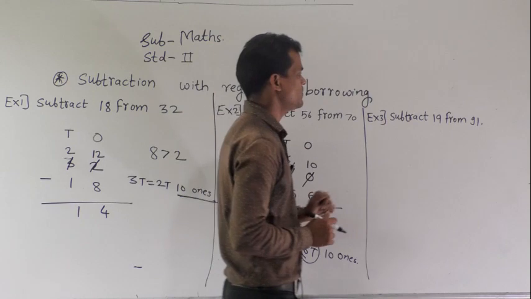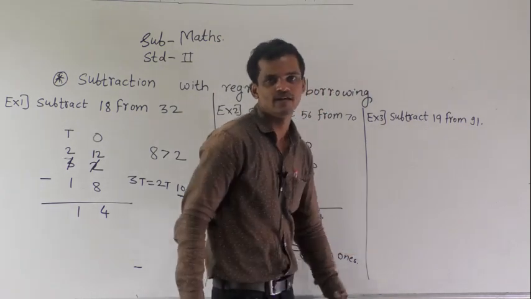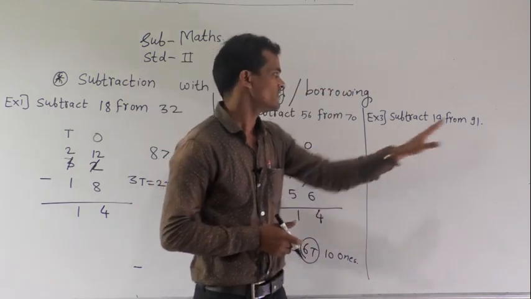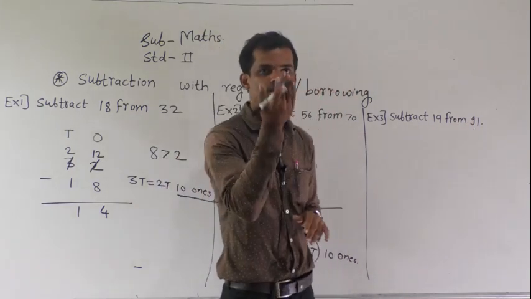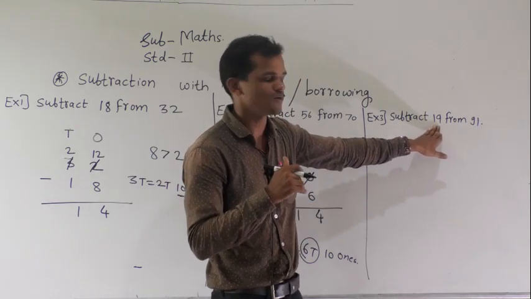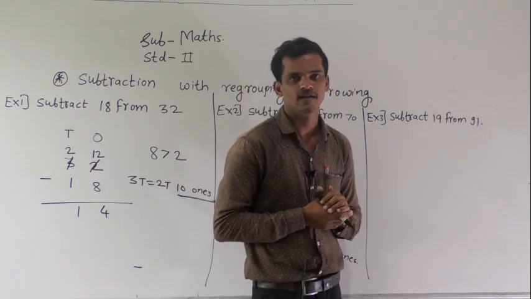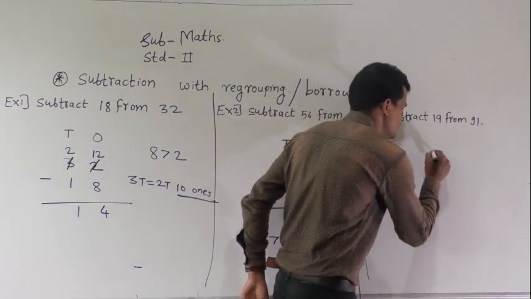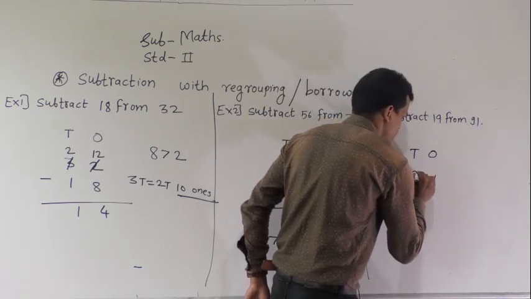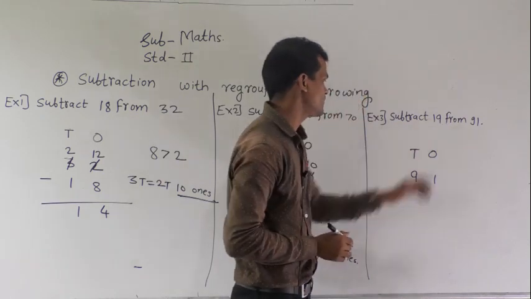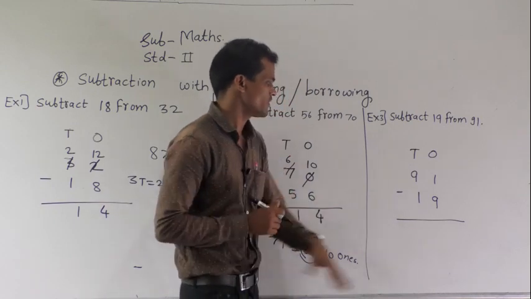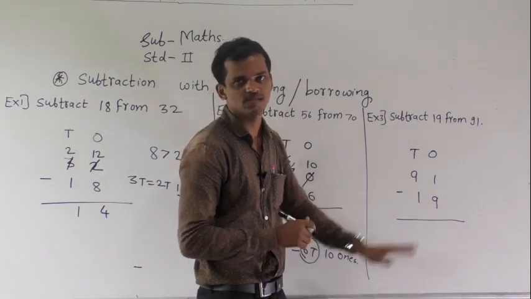Next, subtract 19 from 91. Between 19 and 91, which is the greatest number? That is 91. So write that number on top, and 19 is the smallest number, so write it under the 91. Arrange the numbers into columns: write 91 on top and subtract 19 from 91.